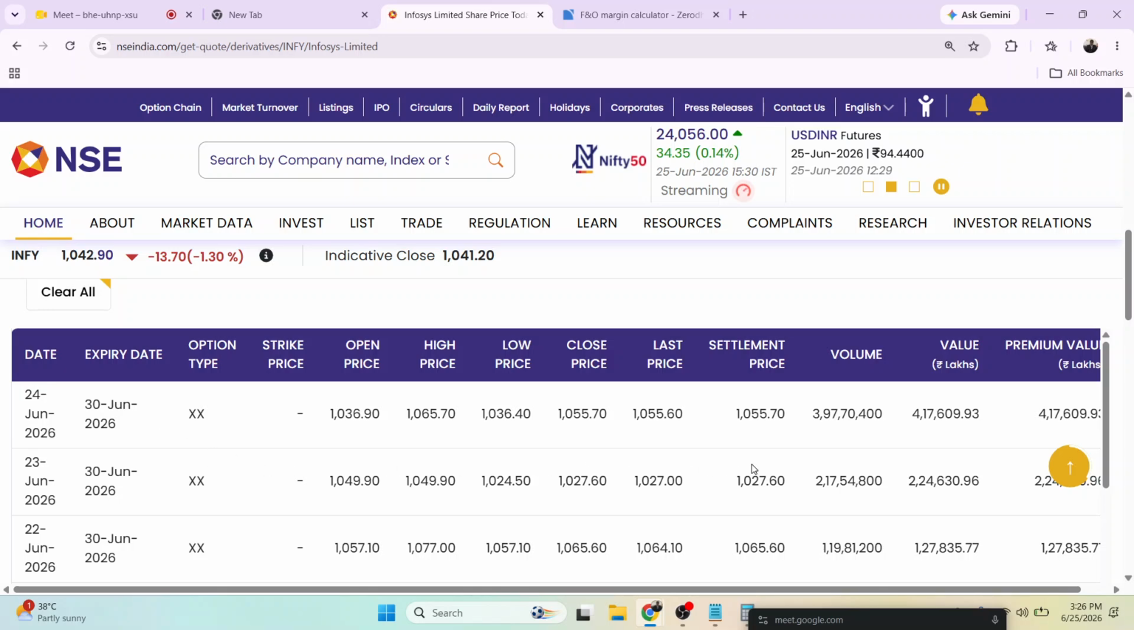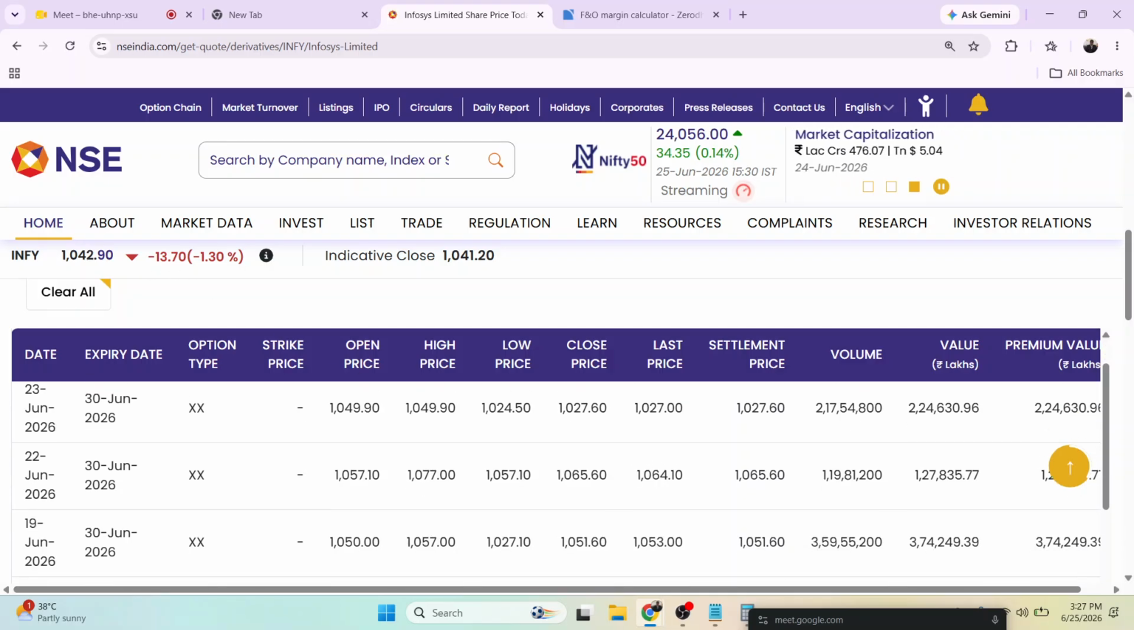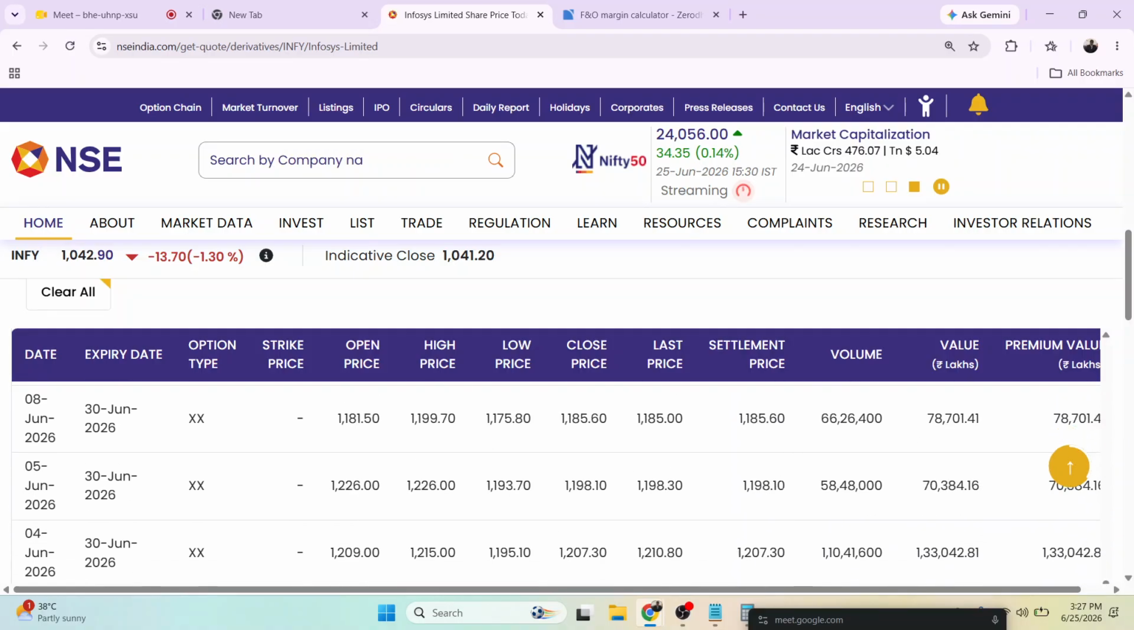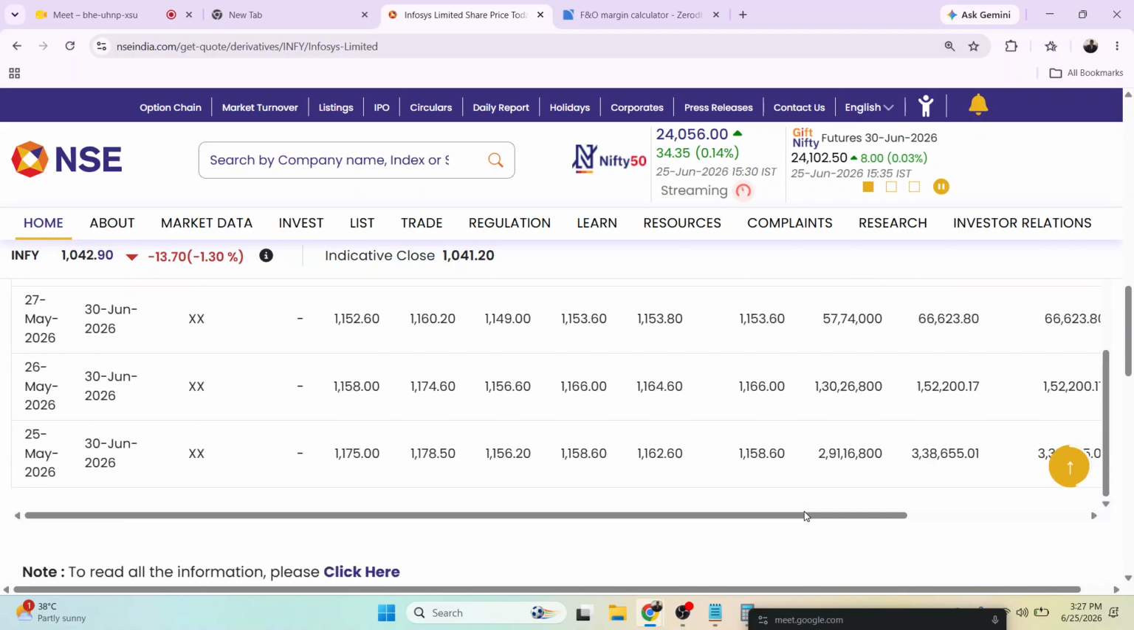Now we can see this is the difference. This shows whether the price is increasing or decreasing. Here you can see on 23rd June the price is this, and on 24th June the price is this, and again today the price has declined by 13 rupees. So you can see the price is fluctuating. Okay, the price is decreasing.